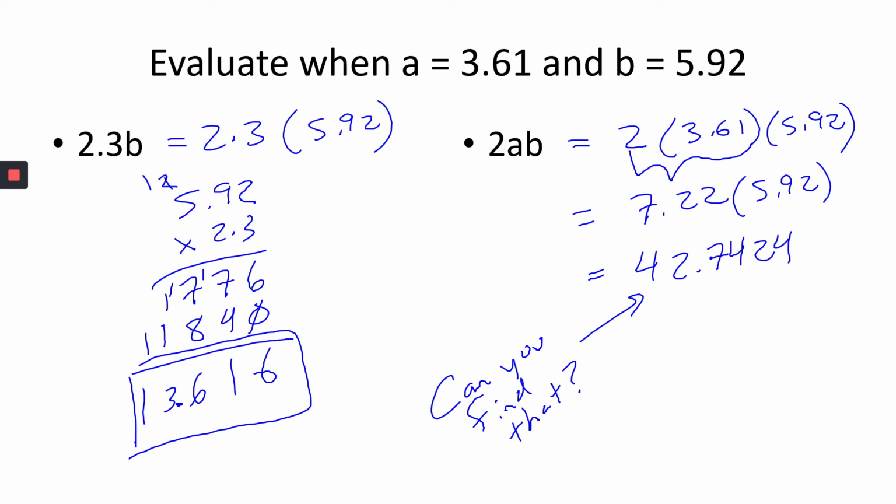For the second one, it's 2 times a times b. You don't have to do 2 times both a and b, you just have to do 2 times one of them and then multiply by the other. That's this idea of the associative property of multiplication. You can pick and choose which ones you multiply first. I would encourage you to try that last one and see if you can get that answer, 42 and then the decimal 7424. Challenge yourself to see if you can get that answer.